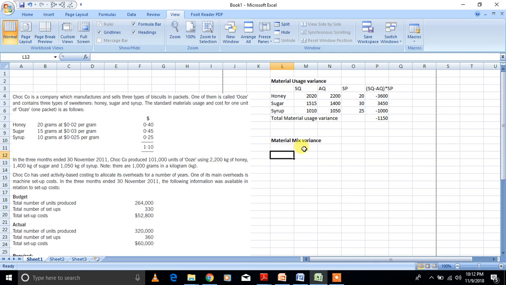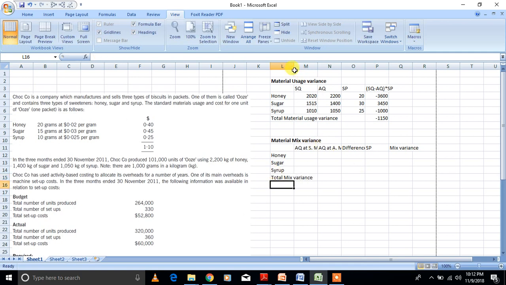The format. What is the mix variance format? Honey, sugar, and syrup. Actual quantity at standard mix. Actual quantity at actual mix. The difference. Standard price. Mix variance. Total mix variance.